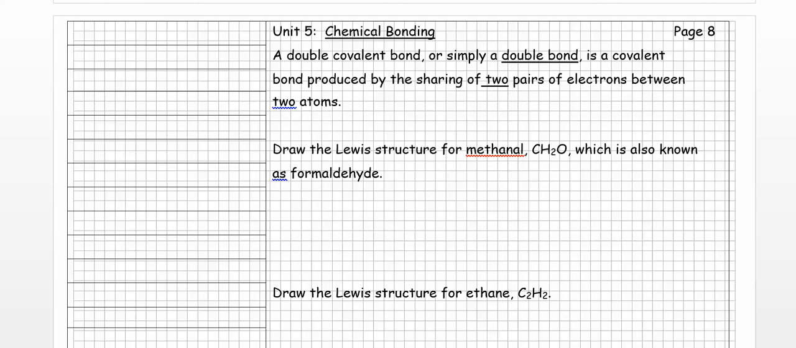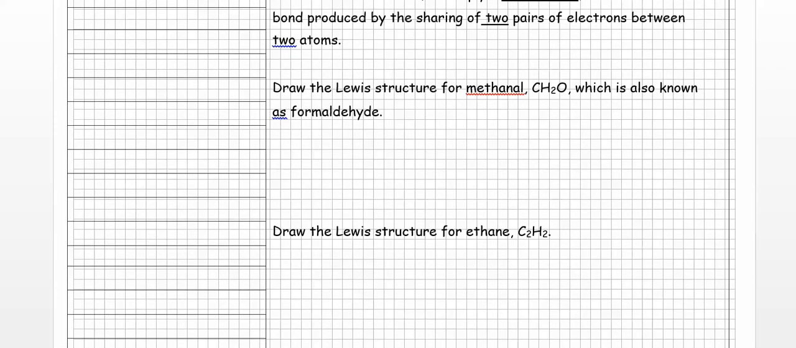So let's try this one. This was called methanol, also known as formaldehyde. And what we want to do is do exactly the same procedure, but you're going to find that when we require a double bond, something's going to happen that's going to signal you that you're going to need a double or maybe even a triple bond. What is it? Well, let's follow exactly the same procedure as I've said.